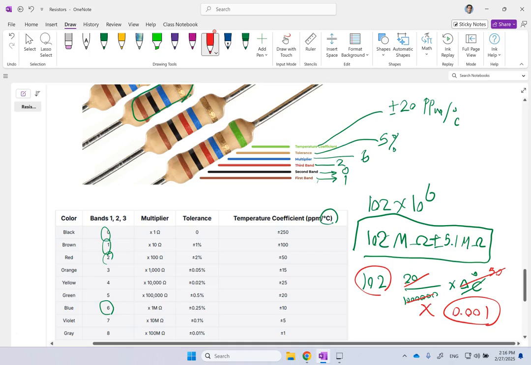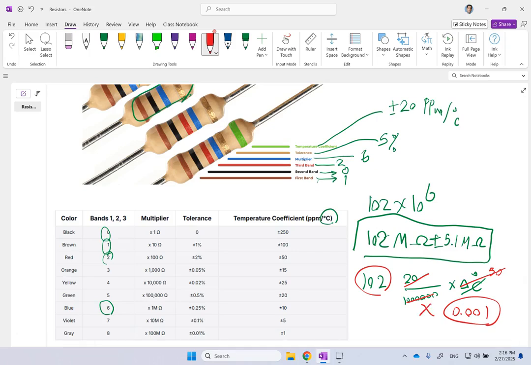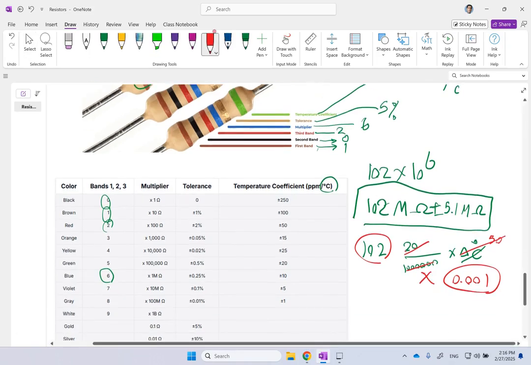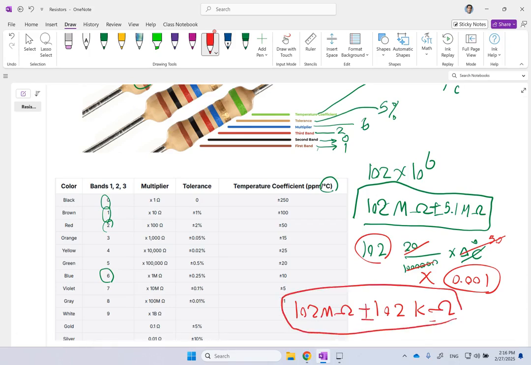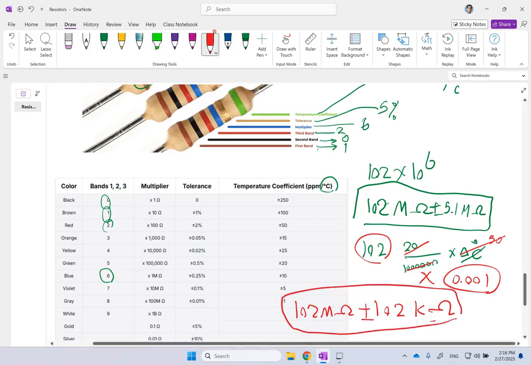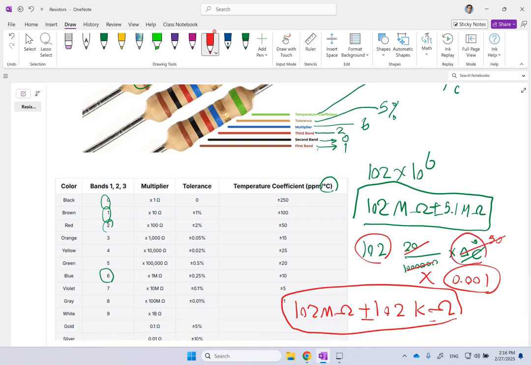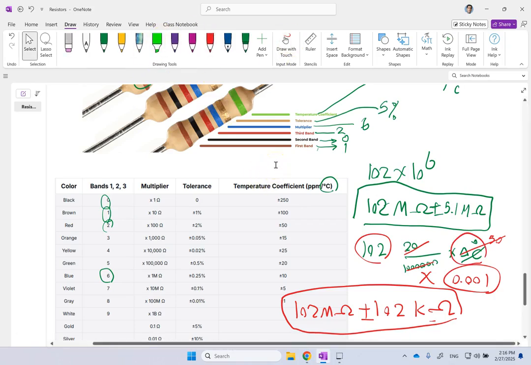So 0.001 of 102 mega ohm is going to be 102 kilo. So the number is going to be 102 mega ohm, and then plus and minus what? 102 kilo ohm, because the temperature changed by what? By 50 degrees Celsius. So ppm is part per million. And this is how you read the temperature coefficient.